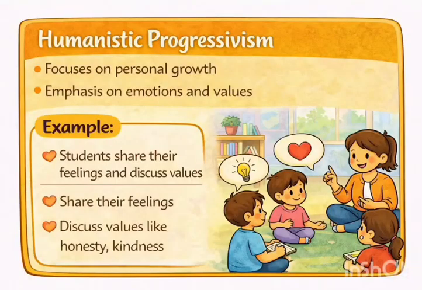Then, humanistic progressivism. This form emphasizes the overall development of personality, including emotional and moral growth. Education should develop the whole person. It gives importance to feelings, values, self-concept, and self-actualization. This can be done by providing a supportive and caring classroom environment, freedom of expression, value education, and emotional development. Example, teachers encourage students to share their feelings, opinions, and personal experiences.